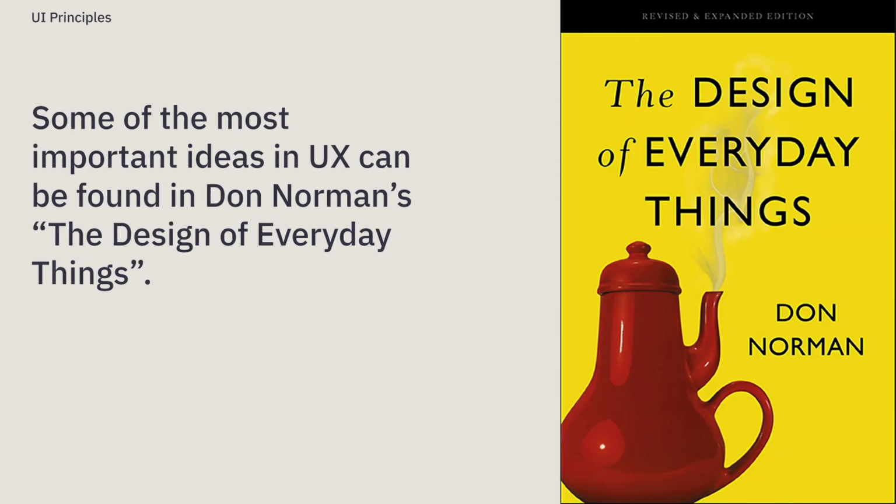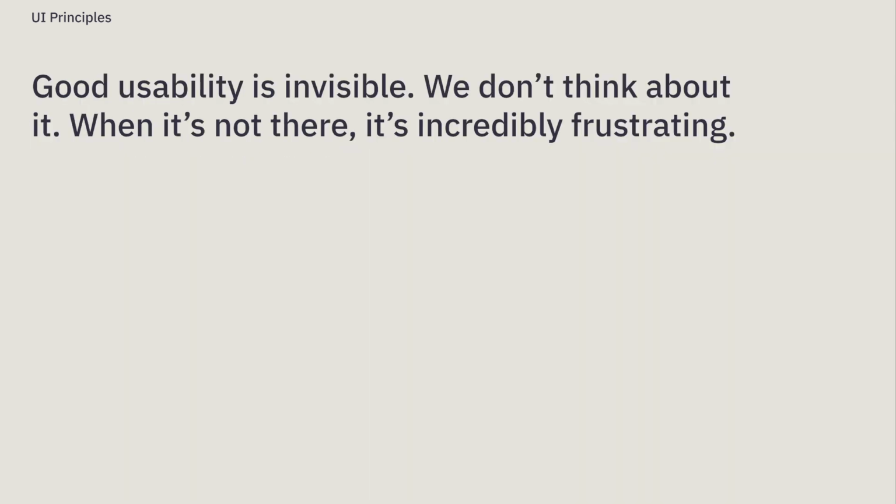A lot of the important ideas in UX can be found in Don Norman's Design of Everyday Things. This is a book that should really be on all designers' bookshelves, and I highly recommend you read it. But some of the key points here are coming from this text. And a lot of what it boils down to is that good usability is invisible. We really don't think about the design of a lot of interactions unless it's going poorly. And in that case, it becomes incredibly frustrating.